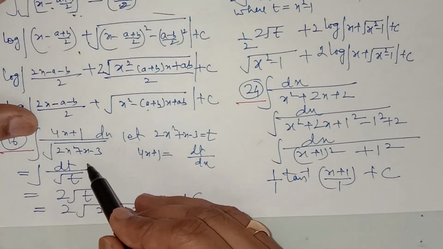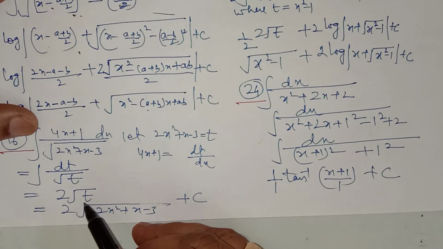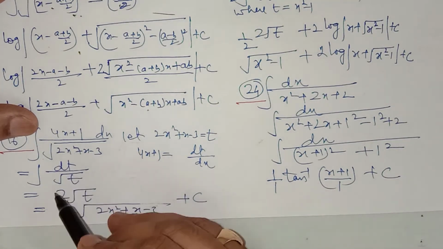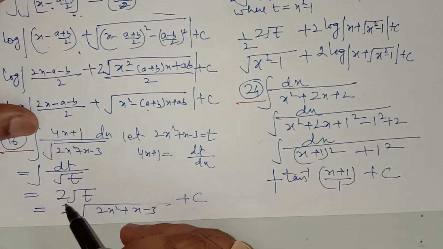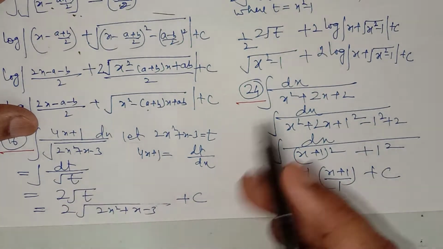T to the power minus half, t to the power minus half plus 1 upon minus half plus 1, will give root t. You can learn the integration of 1 upon root x is equal to 2 root x, because the derivative of 2 root x is 1 upon root x. Then replace the value of t.